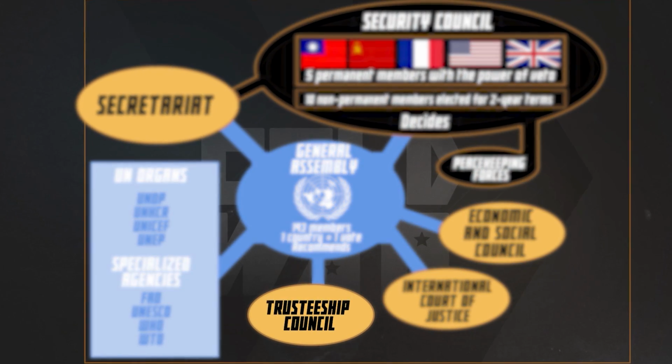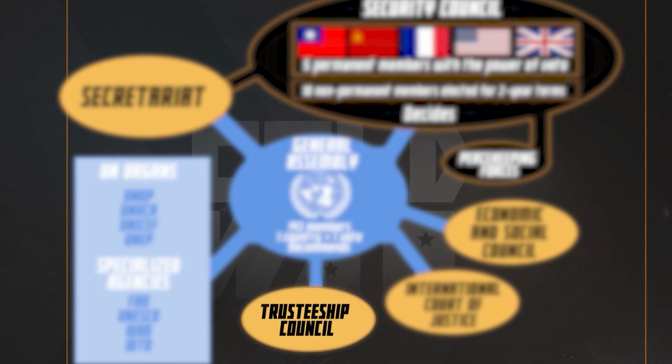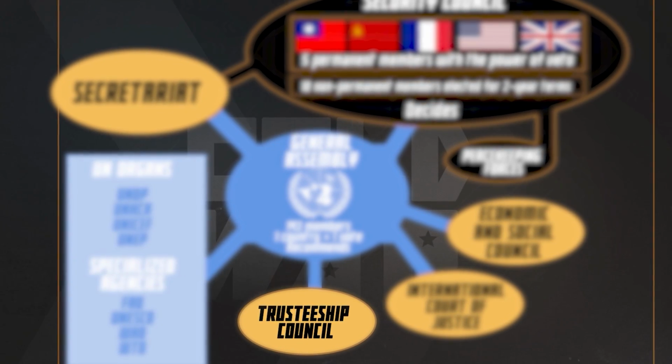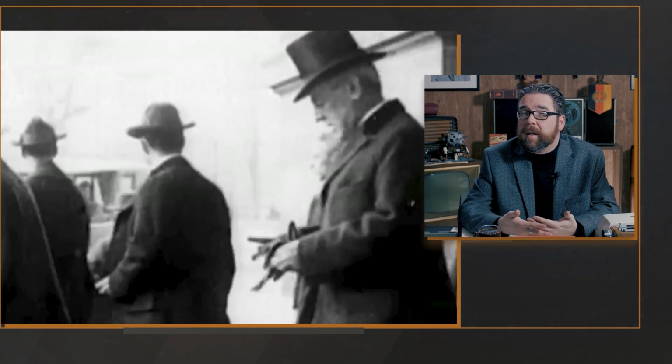The sixth organ, which makes the United Nations function, is the Trusteeship Council, or at least it was. Since 1994, it actually no longer has a reason to exist. To explain this, we'll need to get into the League of Nations and the First World War a little bit.